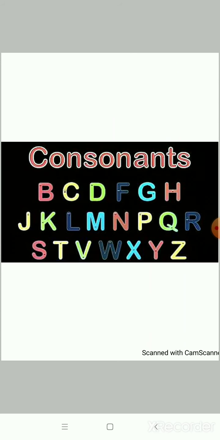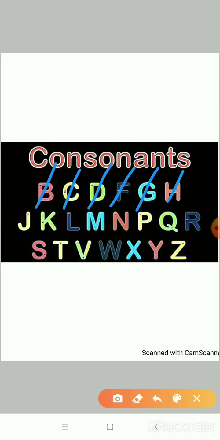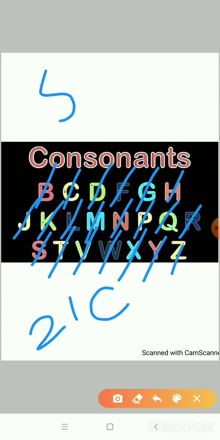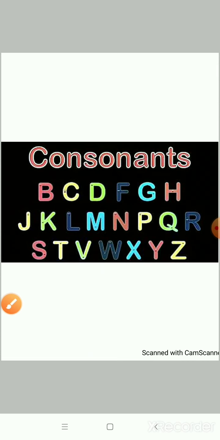Let us count the consonants, students. We have got 1, 2, 3, 4, 5, 6, 7, 8, 9, 10, 11, 12, 13, 14, 15, 16, 17, 18, 19, 20 and 21 consonants. And how many vowels, students? 5 vowels. Well done, students. Now let's move to the next slide and see what are vowels and consonants.